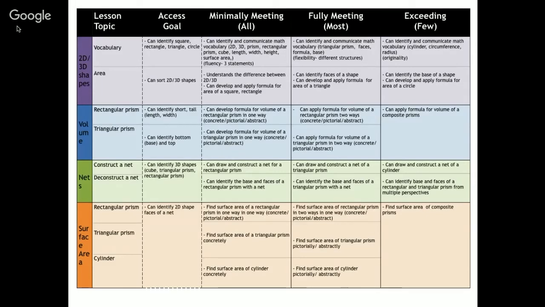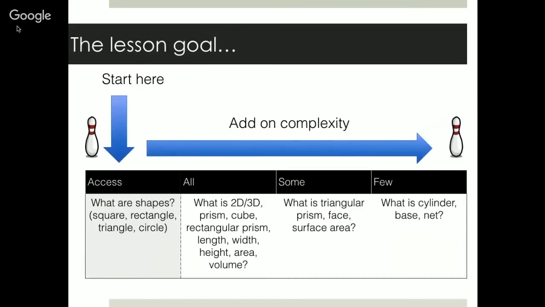So just to zoom in, I'm going to show you just one lesson. We looked at the vocabulary for this one lesson, and you can see we all started with access. We looked at shapes, and this was designed specifically for Jessica. Then we added on complexity, so these are the new vocabulary, and even more complex vocabulary in the few. I think typically what we do is we say, here's all the vocabulary, and then kids' success is based on deficits of what they know. This way, it's based on what they do know rather than what they don't know. So this was a really handy planning framework for everybody.